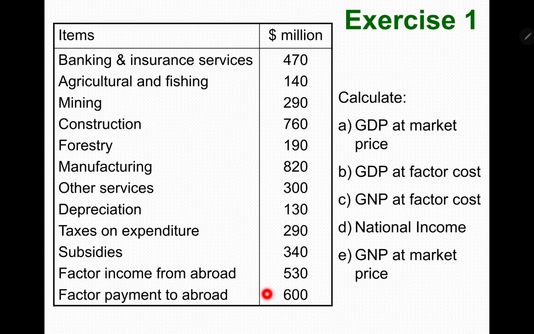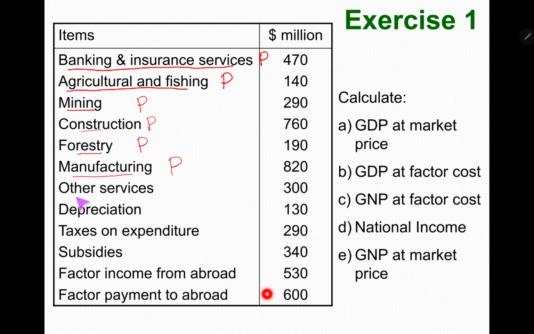And then sometimes they can also test you by including items from the other approach. So what you need to do in that case is look at the dominant items. If mostly all the items come from only one approach and only one or two items come from the other approach, in that case you can just cut those from the table and use only the approach that has the majority of items in the table. Okay, so here banking and insurance services, this is product. Agriculture and fishing, this is product. Mining, construction, forestry, this is product.